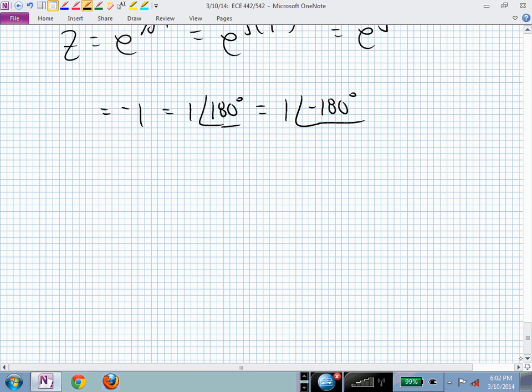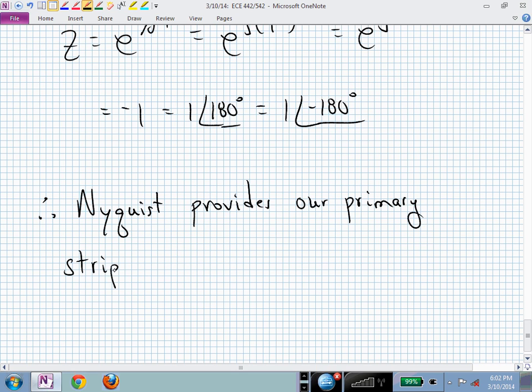The upshot of this is that the Nyquist frequency is going to define what poles or points in the S-plane actually get mapped into the Z-plane. And if we're in the left-half side of the S-plane, we're inside the unit circle, because they have negative real parts. Our Nyquist provides our primary strip in the S-plane.